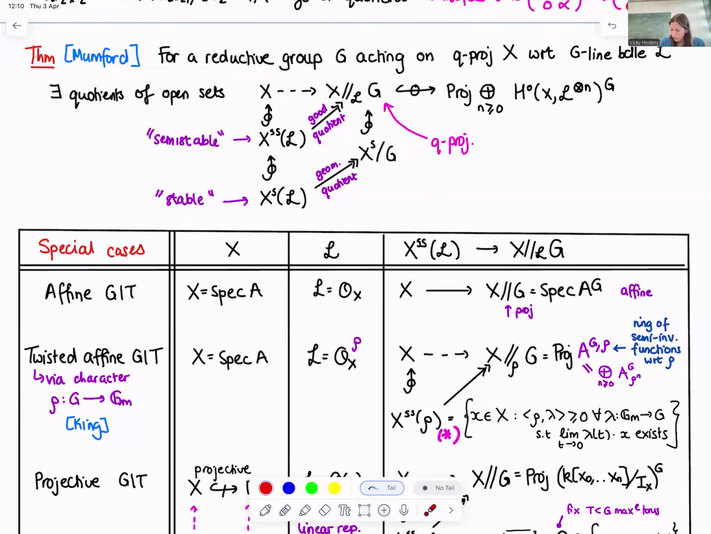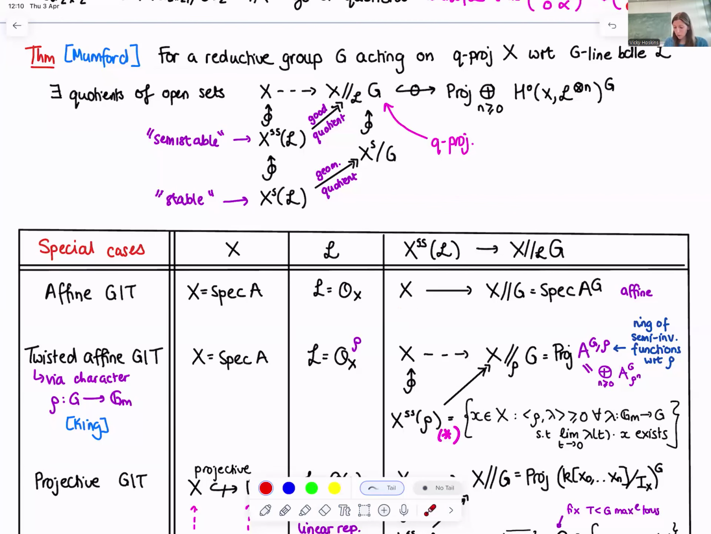I wanted to discuss a few concrete examples of this theorem in action. So the first is the one that we've already discussed, which is the affine GIT quotient. In the case when X is affine and you take just the structure sheaf for your G equivariant line bundle, then the GIT quotient above is given by this affine GIT quotient that we saw just sending X to the spectrum of its invariant ring. And in this case, all points are semi-stable, so we don't have to remove any points.